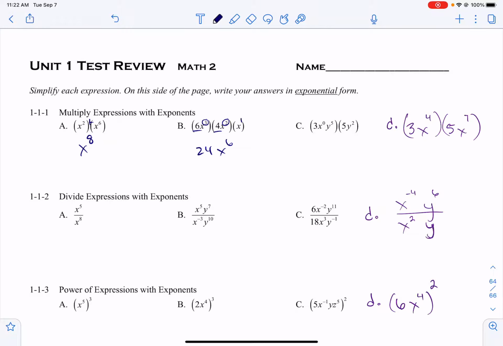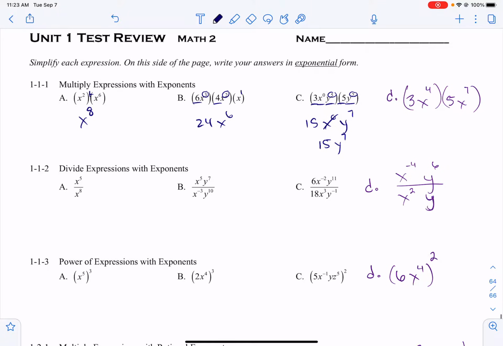Part C, the 3 and the 5 multiply to 15. X to the 0 multiplies to nothing. Y to the 5th and the y squared, the 2 and the 5 make y to the 7th. The x to the 0, I wouldn't even write that because it's just equal to 1. So you end up with 15y to the 7th.